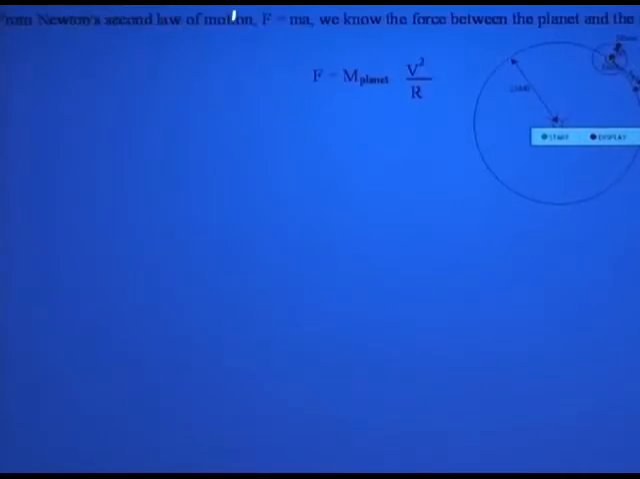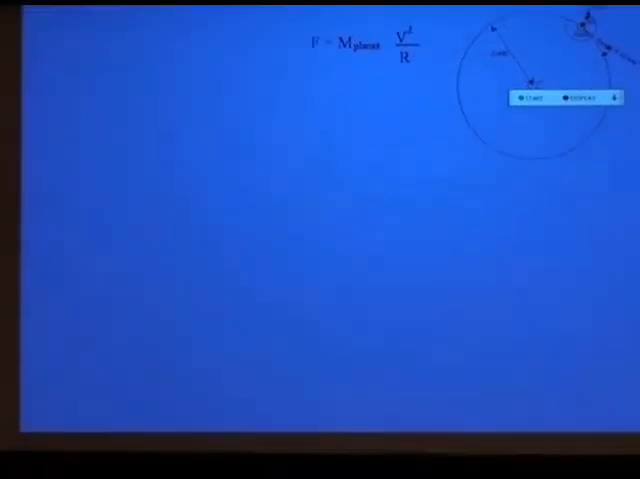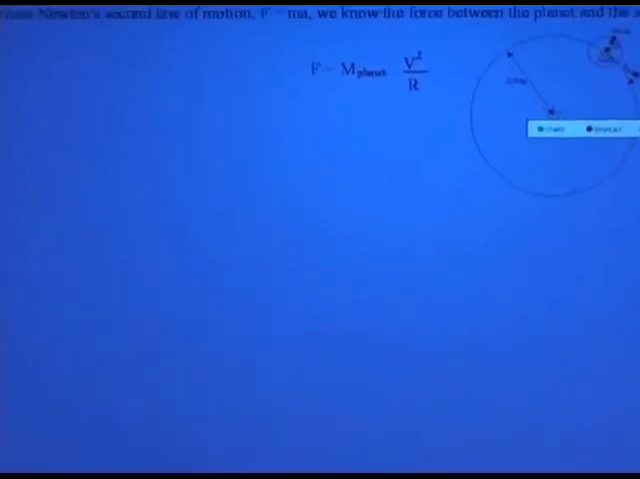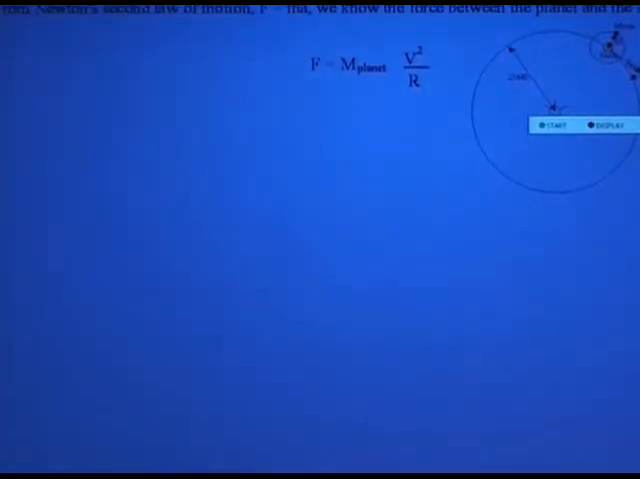So we use Newton's second law of motion, F equals ma, and write down the force between the planet and the sun. F equals mass of the planet times v squared over r, which is the acceleration. The force of gravity that the sun exerts on the planet depends on the mass of the planet. That's what he figured out. The force of gravity that the Earth exerts on the apple depends on the mass of the apple. So it's the same story here. So you put that down.